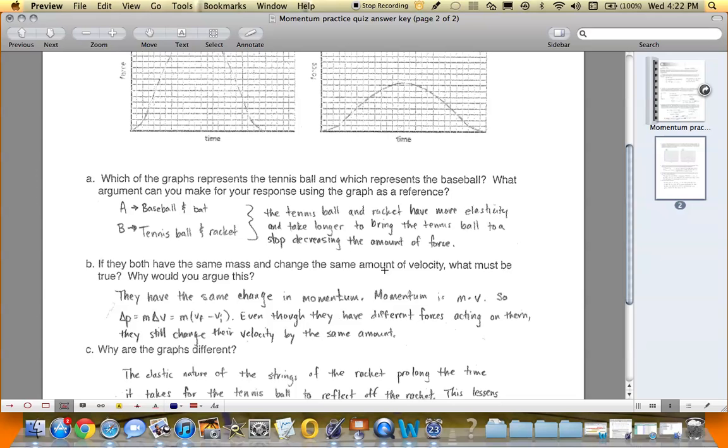Now, if they both have the same mass and the same change in velocity, what must be true? They must have the same change in momentum, regardless of how they're forced. If they have the same mass and the same change in velocity, they have the same momentum change. Sometimes that's difficult to understand. You would think that because there's a larger amount of force from a baseball bat that it would have a bigger momentum. That's not necessarily true. It's all about mass and velocity for that.